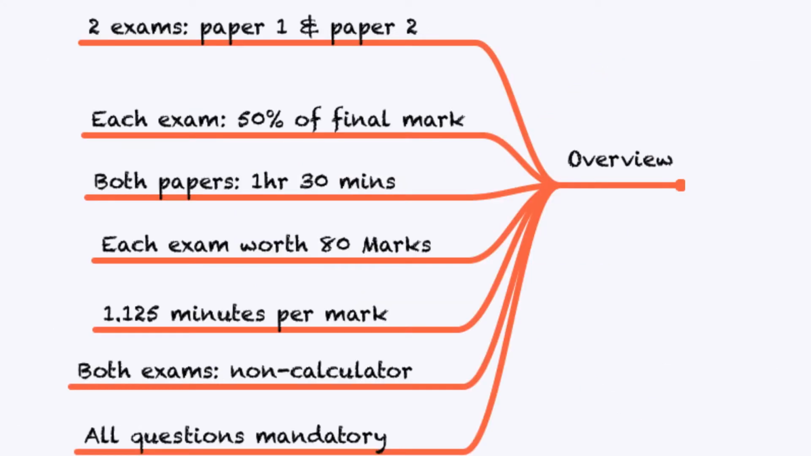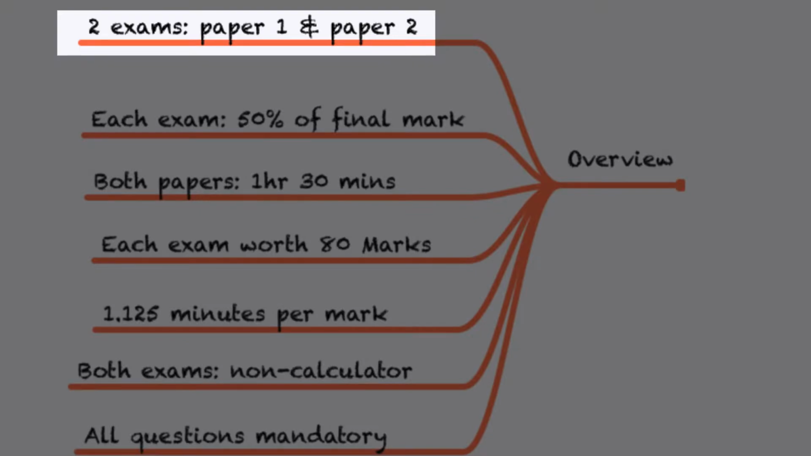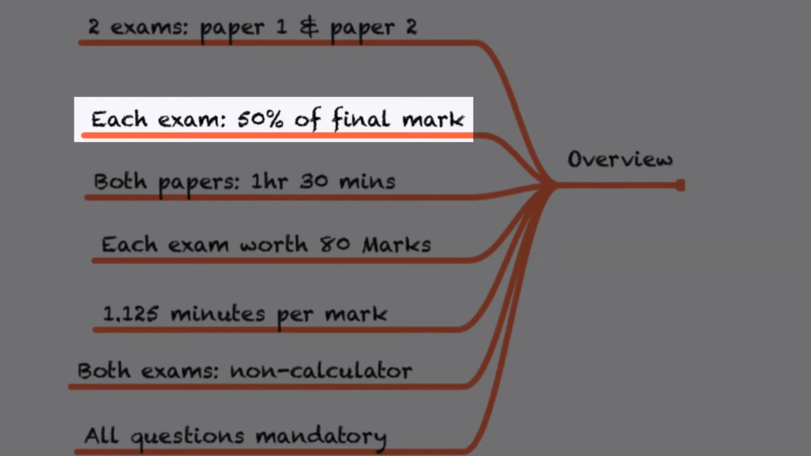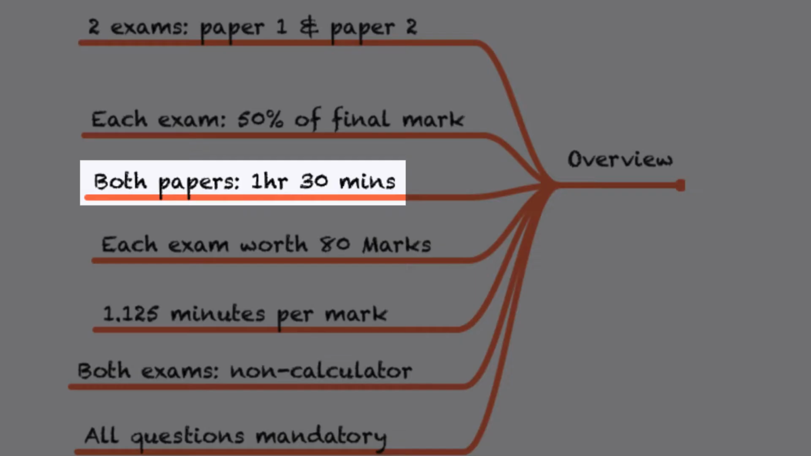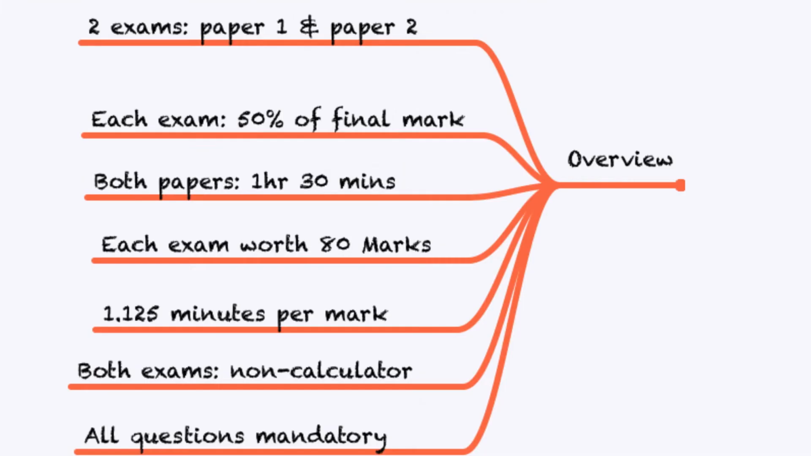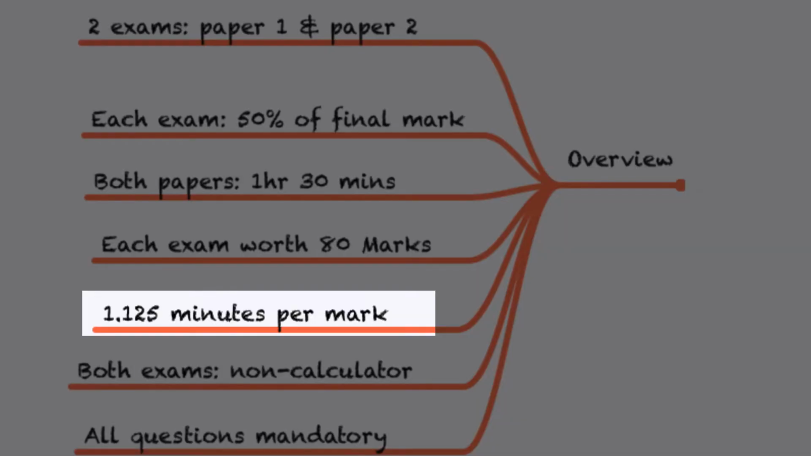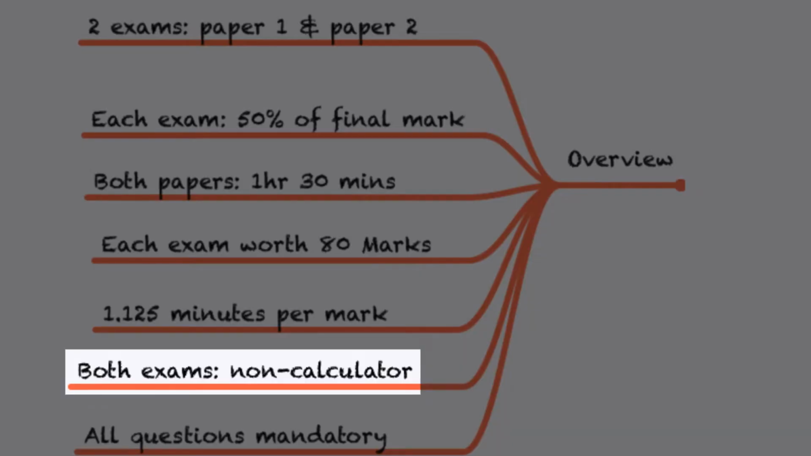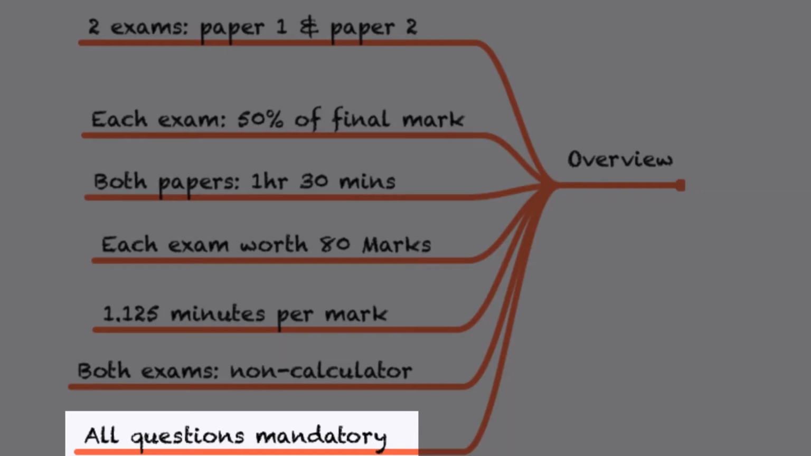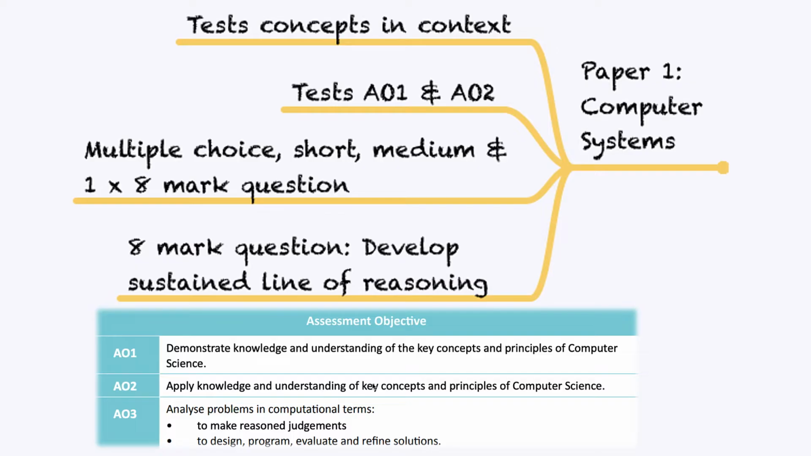So in terms of overview, you will be taking two papers, paper 1 and paper 2, each worth 50% of the marks. Both papers last 1 hour 30 minutes and each exam is worth 80 marks, giving you a grand total of 1 minute per mark, give or take, or 1.125 if we're going to be precise. Both exams are non-calculator and all the questions are mandatory, so you need to make sure you do all of the questions in both papers.